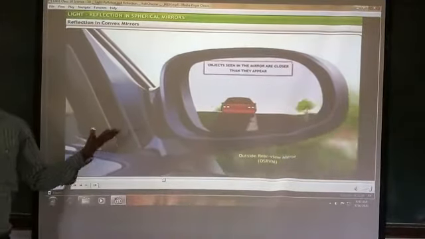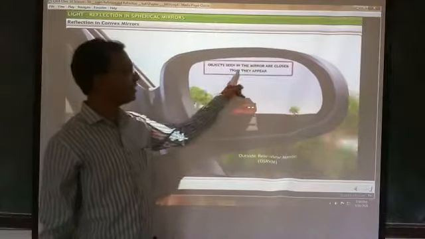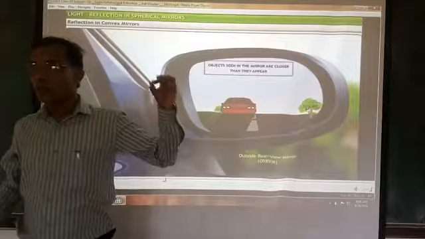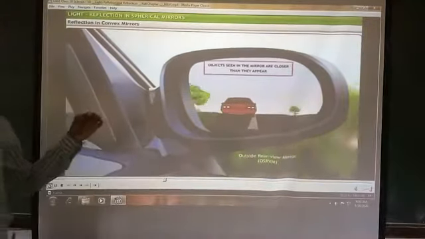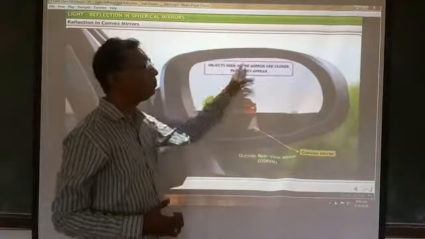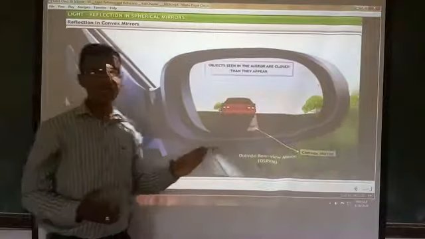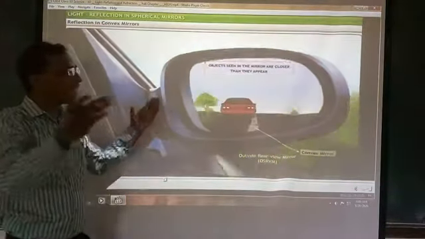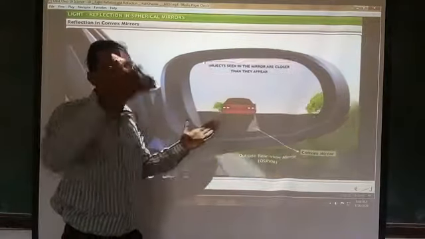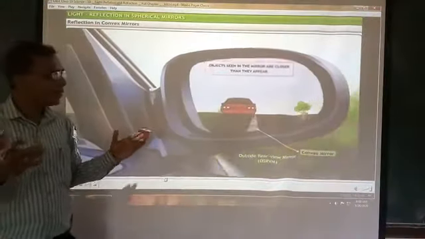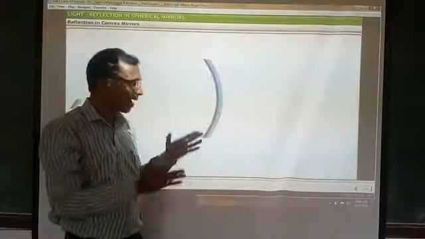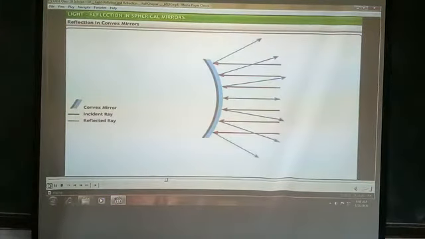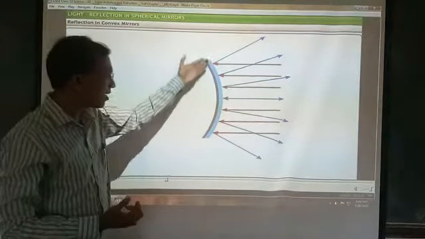Sometimes we observe written on a mirror: objects seen in the mirror are closer than they appear. We can always observe this type of statement in plane mirrors and spherical mirrors. It means the object is very close. So here we consider the reflection in a convex mirror.